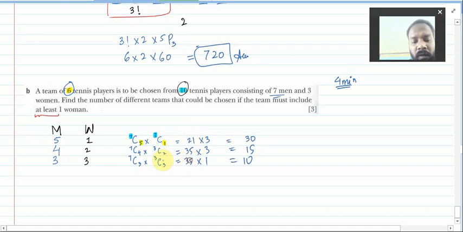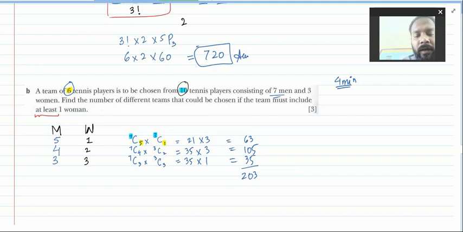Alright, and for the woman part it's completely fine. So now it will be 21 times 3 leads to 63. 35 times 3 it's 105, and 35 times 1 it's 35. So 105 plus 35 plus 63 gives you the value of 203. Alright, and that is your final answer for this question.